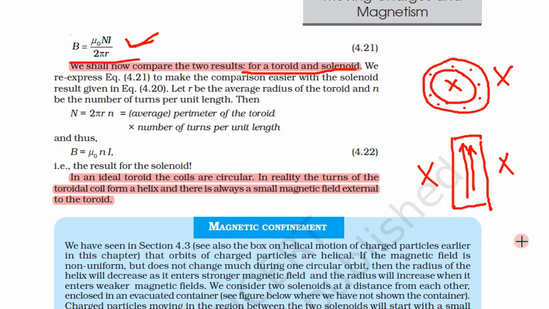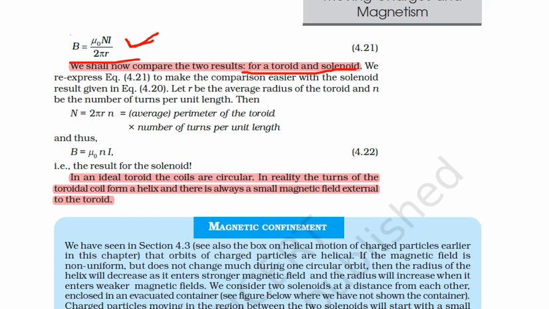Now we are comparing the results of the solenoid and the toroid. We re-express this equation to make comparison easier with the solenoid. So let R be the average radius of the toroid. So this R is the average radius of the toroid. Now we know n is equal to N upon h, the number of turns per unit length.